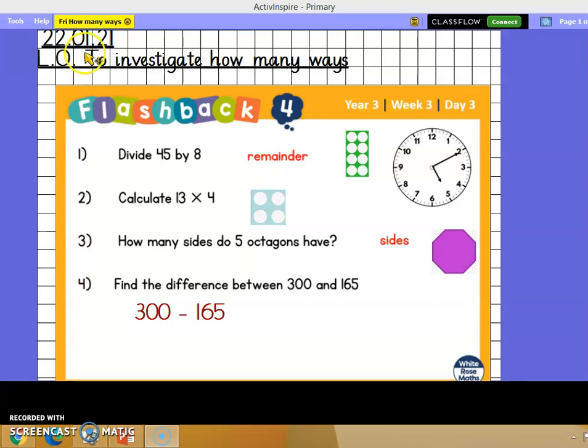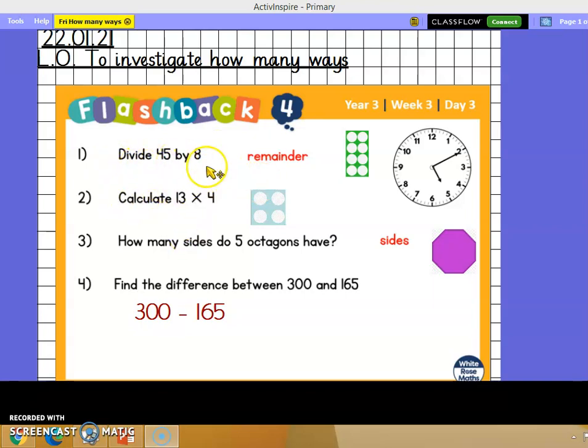Can you please record today's date and learning objective in your book? Today we're going to be investigating how many different ways we can work something out. When you've done that, I'd like you to try your flashback 4. Here are your 4 questions.